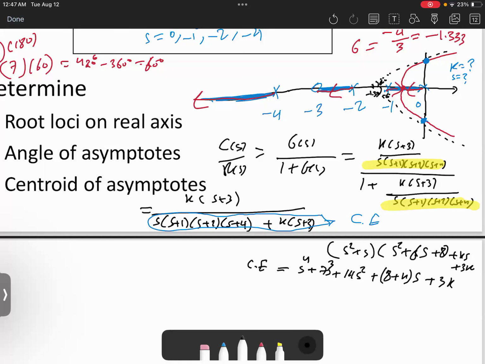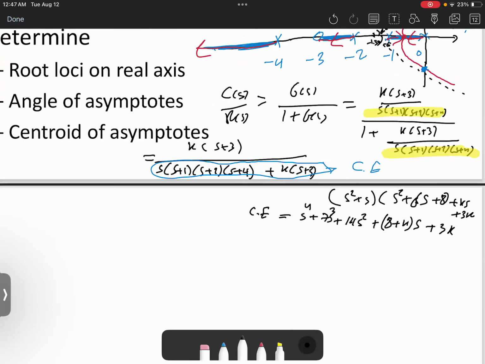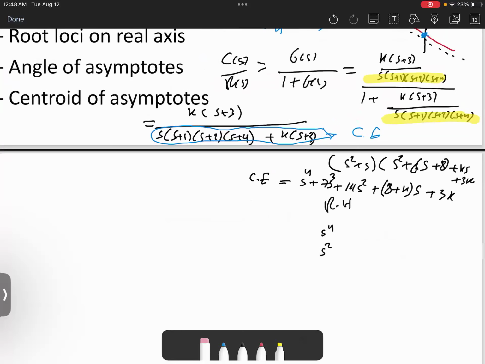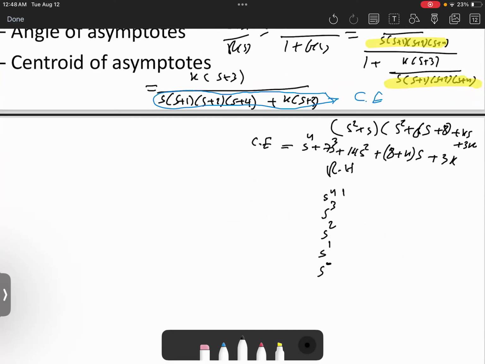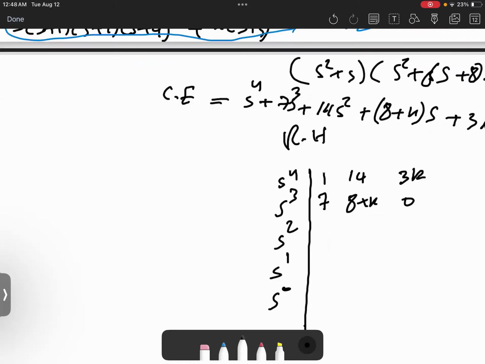Then in order to find the range of k to make the system stable, we will do the Routh-Hurwitz stability. Basically, here is s to the power 4, s squared, s cubed, then s squared, s to the power 1, s to the power 0, then put the coefficients. So here is 1, 7, 14, 8 plus k, 3k, and there is one other element, so this one will be 0. Then we need to do the Routh-Hurwitz.